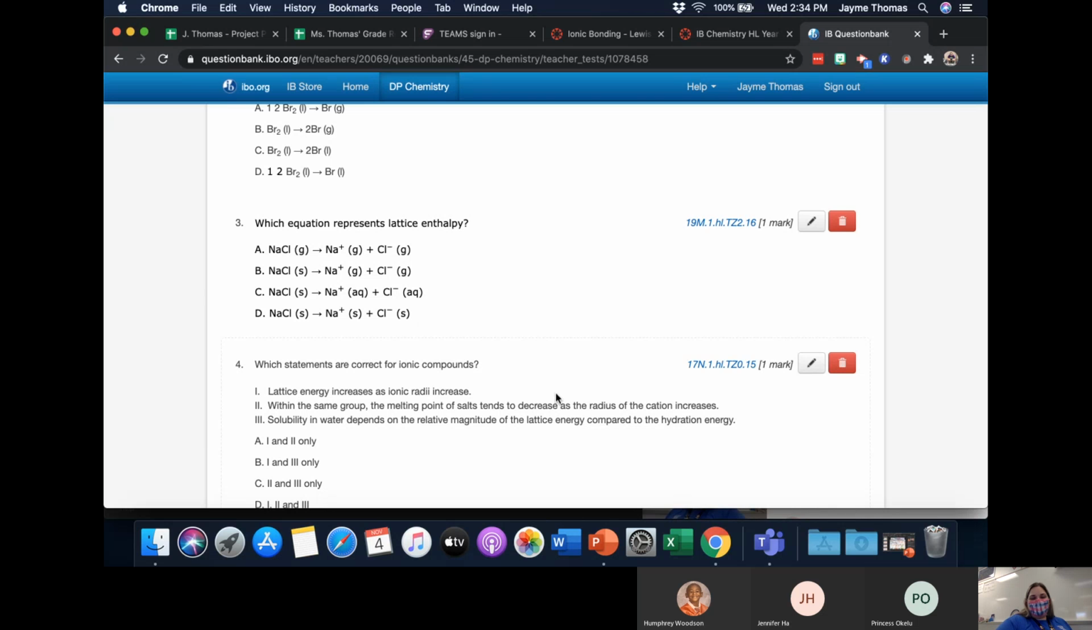So this one is just knowing that definition. It's knowing that lattice enthalpy has to do with taking 1 mole of a solid ionic compound and breaking it apart into its individual ions. The only catch is the ions are now gaseous. So it has to be B. It can't be like D or C. Okay. And it can't be A because sodium chloride, the ionic compound, has to start as a solid.